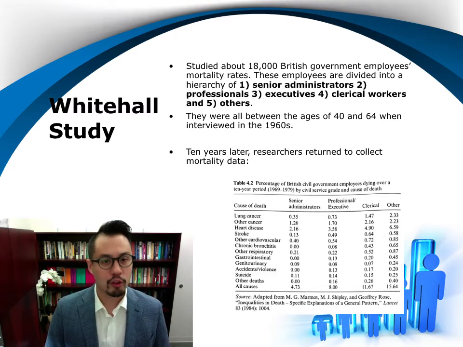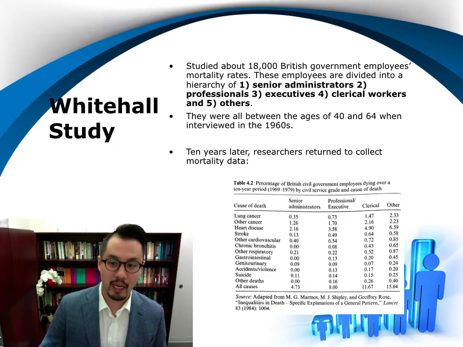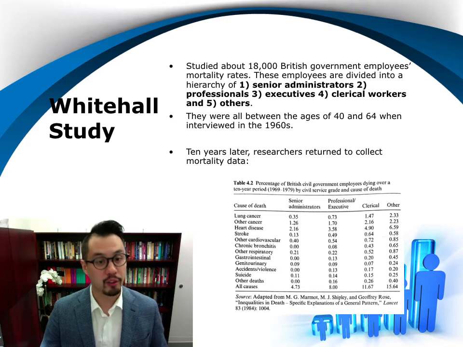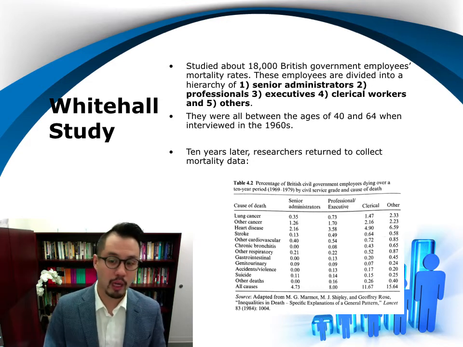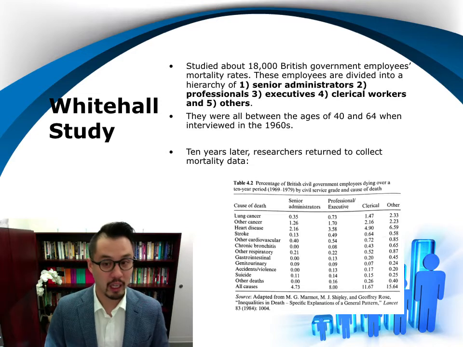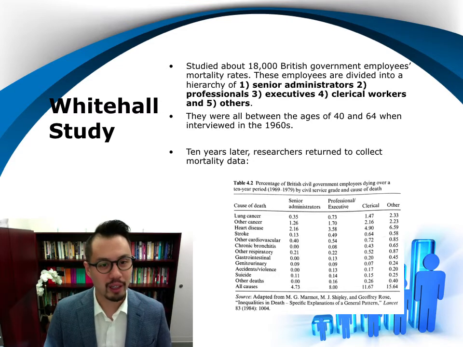And the data actually showed that no matter what the cause of death is, people with the highest rank have the lowest percentage of deaths. On the other hand, people with the lowest ranking occupations have the highest death rate. Now, this study surprised the researchers. What do you think were the reasons for this surprise?